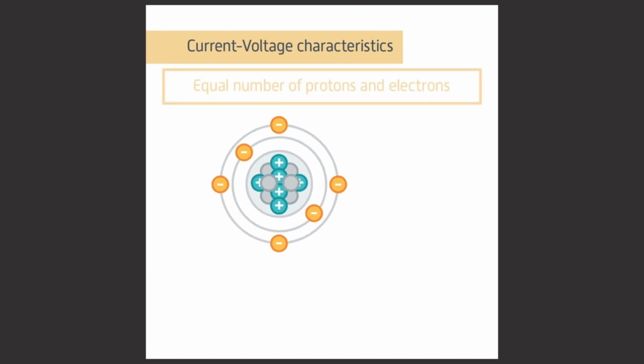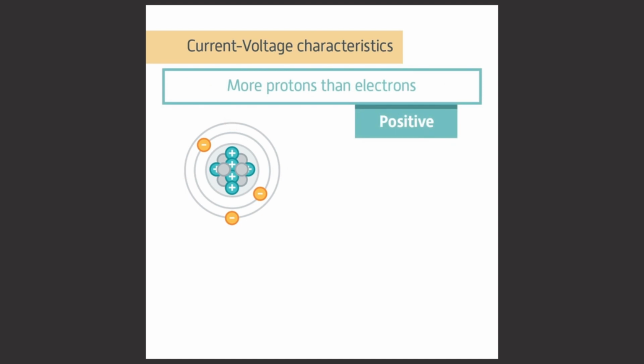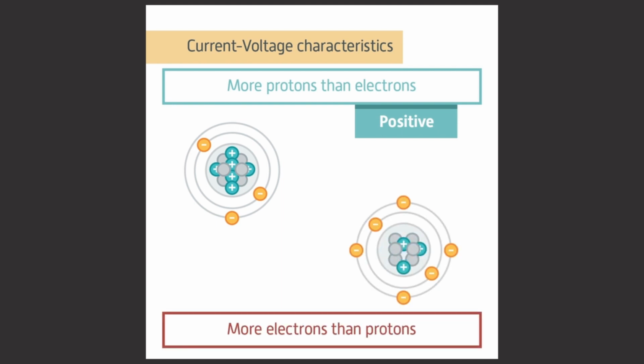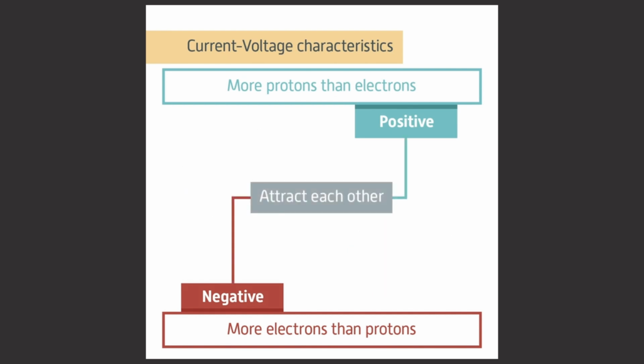If an atom has an equal number of protons and electrons, it is said to be neutral. However, if there are electrons missing, and therefore more protons than electrons, the atom has a positive charge. Similarly, if there are more electrons than protons, it has a negative charge. Positive charges and negative charges attract each other and try to move towards each other.